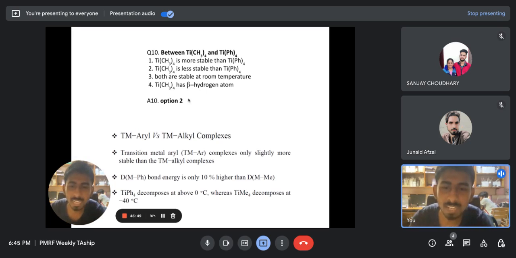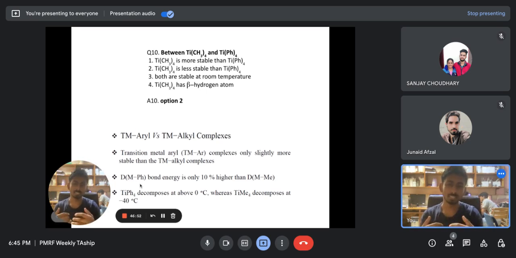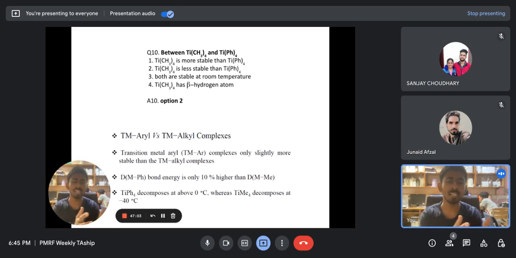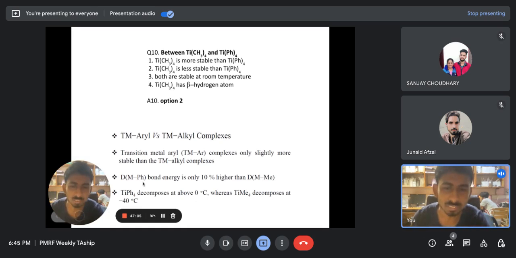That's why I have stated that D, that is the dissociation energy of the metal phenyl bond, is 10% higher than the metal methyl bond. Since you can see there is only 8% electronegativity difference between the phenyl group and the alkyl group, the bond dissociation energy is only 10% higher. So the stability difference between TiPh4 and TiCH3 is not that huge in nature, but TiPh4 is slightly more stable than TiCH3.